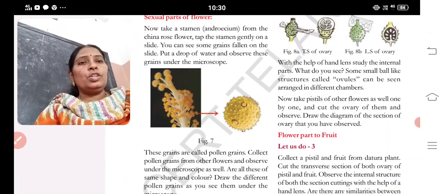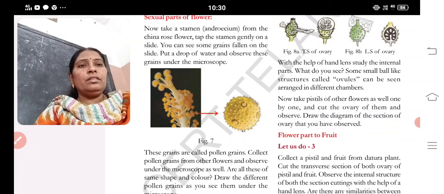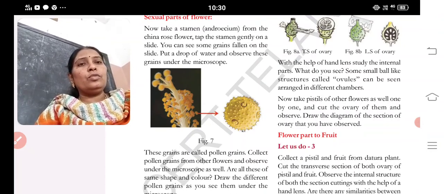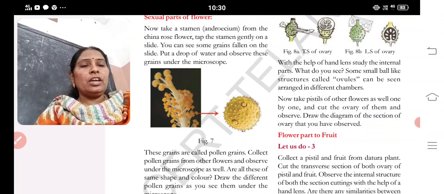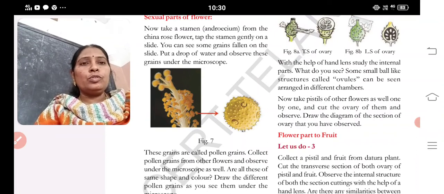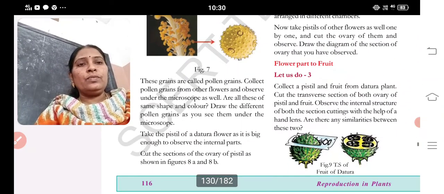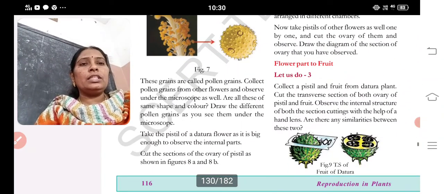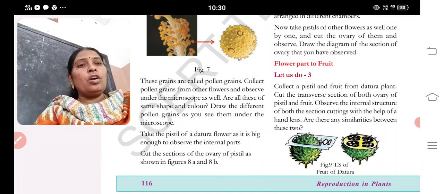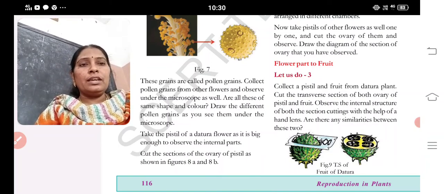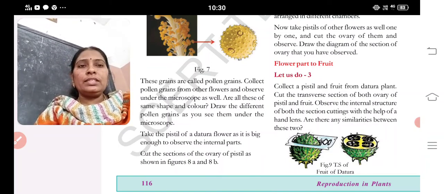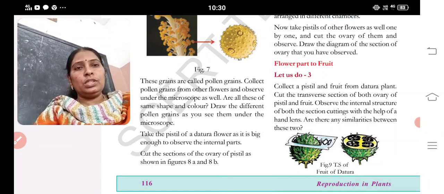Now, sexual parts of a flower. Take a stamen from the China rose flower. Tap the stamen gently on a slide. You can see some grains fallen on the slide. Put a drop of water and observe these grains under a microscope. The grains are called pollen grains. Collect pollen grains from other flowers and observe them under the microscope as well. Are they all of the same shape and color? Draw the different pollen grains as you see them under the microscope.